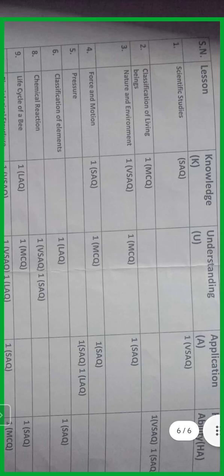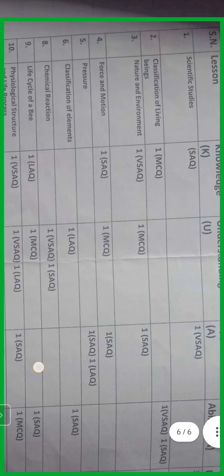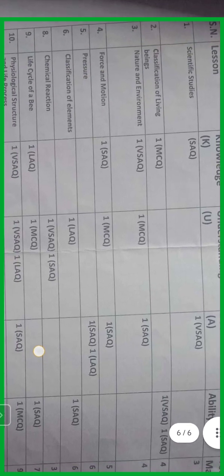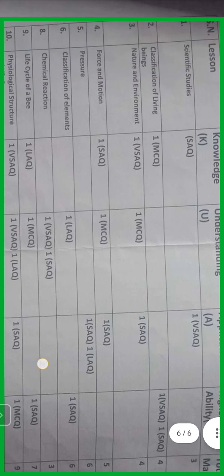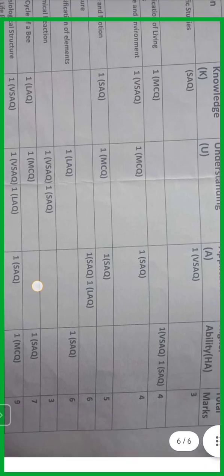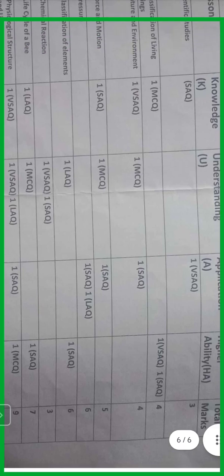And from the chemical reaction, 1 BSAQ and 1 SAQ, total marks 3. Okay, these are the units we studied in the first terminal examination, but pressure and chemical classification are so important. 6 marks come, and 1 LAQ also comes from here.